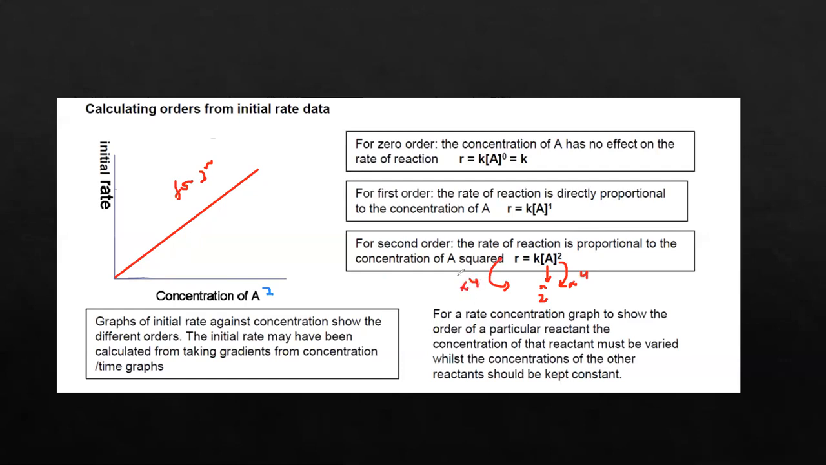Is it clear? So if the graph is for concentration square and initial rate for a second order reaction, then it should be a straight line. Because if I double concentration, A square will be 4 times and initial rate will also be 4 times. So they increase with the same ratio, same proportion. That's why it will be a straight line. Any doubt in this?